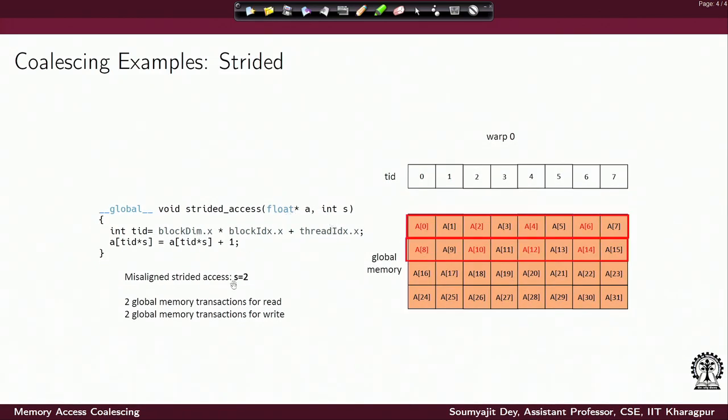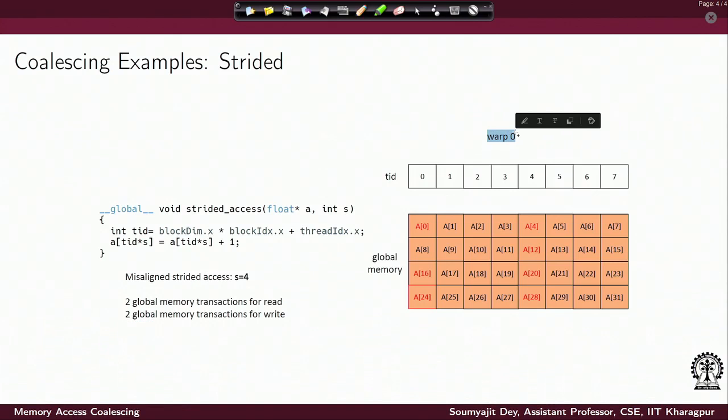So, in this case also, with S equal to 2, the number of global memory transactions required for executing this entire instruction, for the entire program line, would be that I require one read and one write with respect to the program, but it will actually transpire to 2 global memory transactions for the read and 2 global memory transactions for the write operation. But what happens if I increase S? Consider S equal to 4. Now, things are further catastrophic.